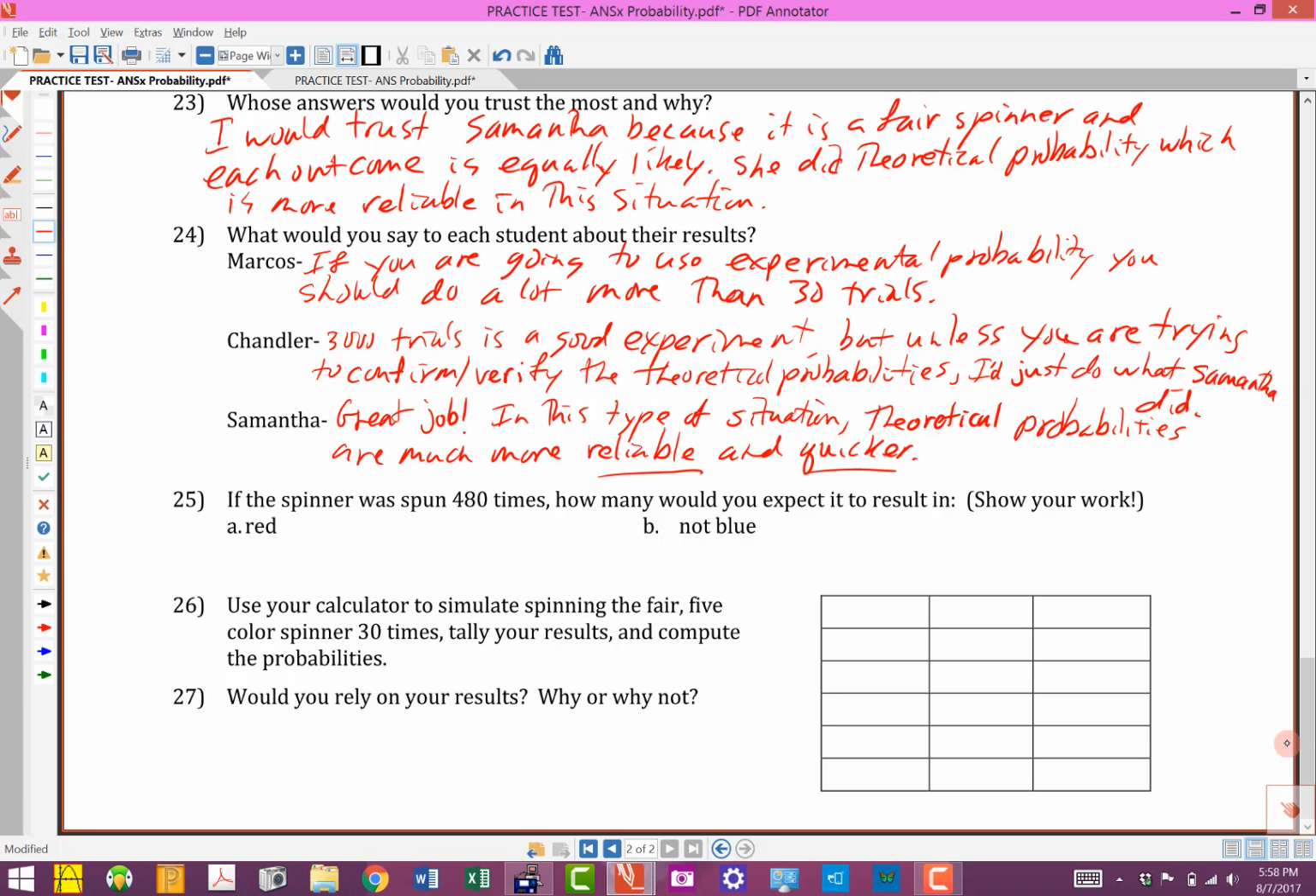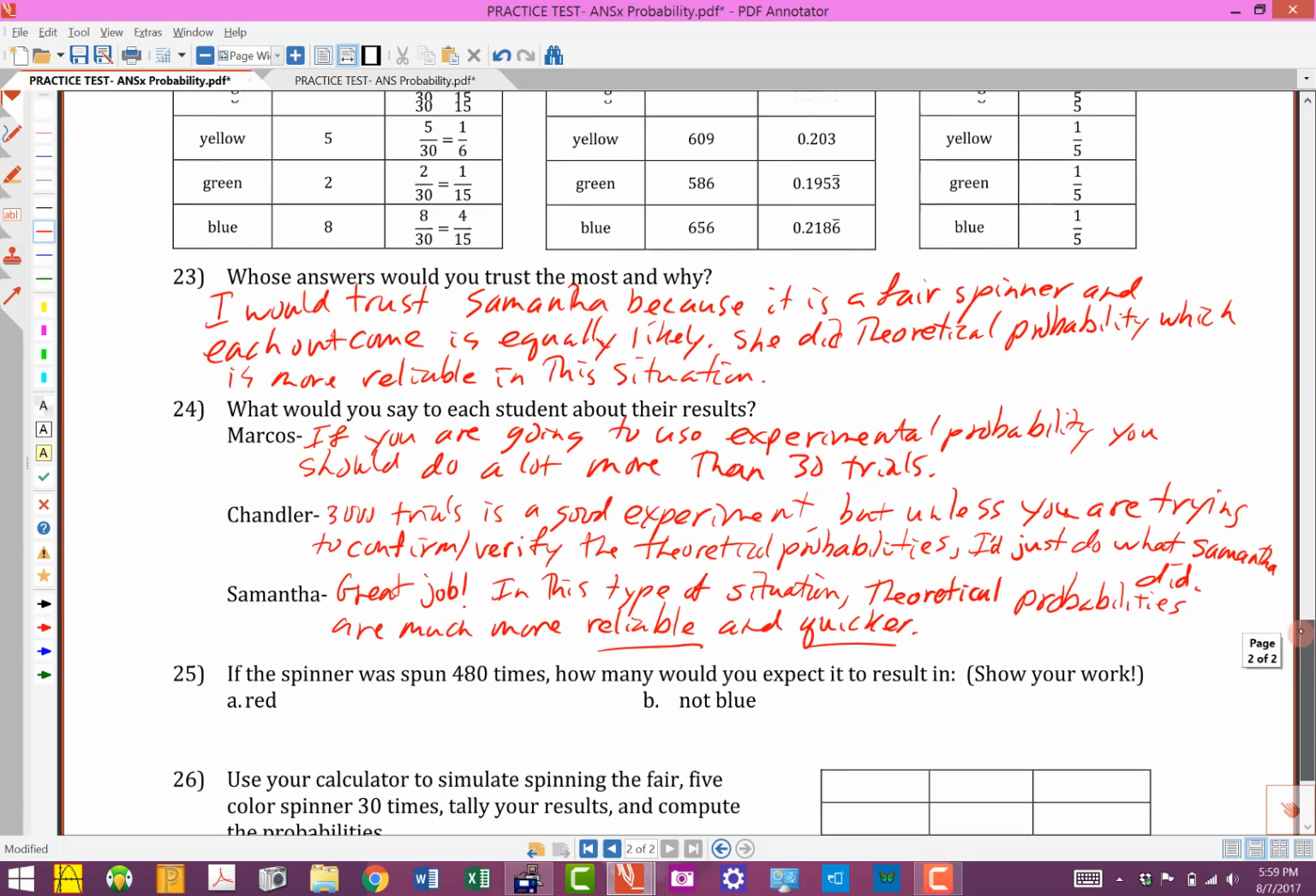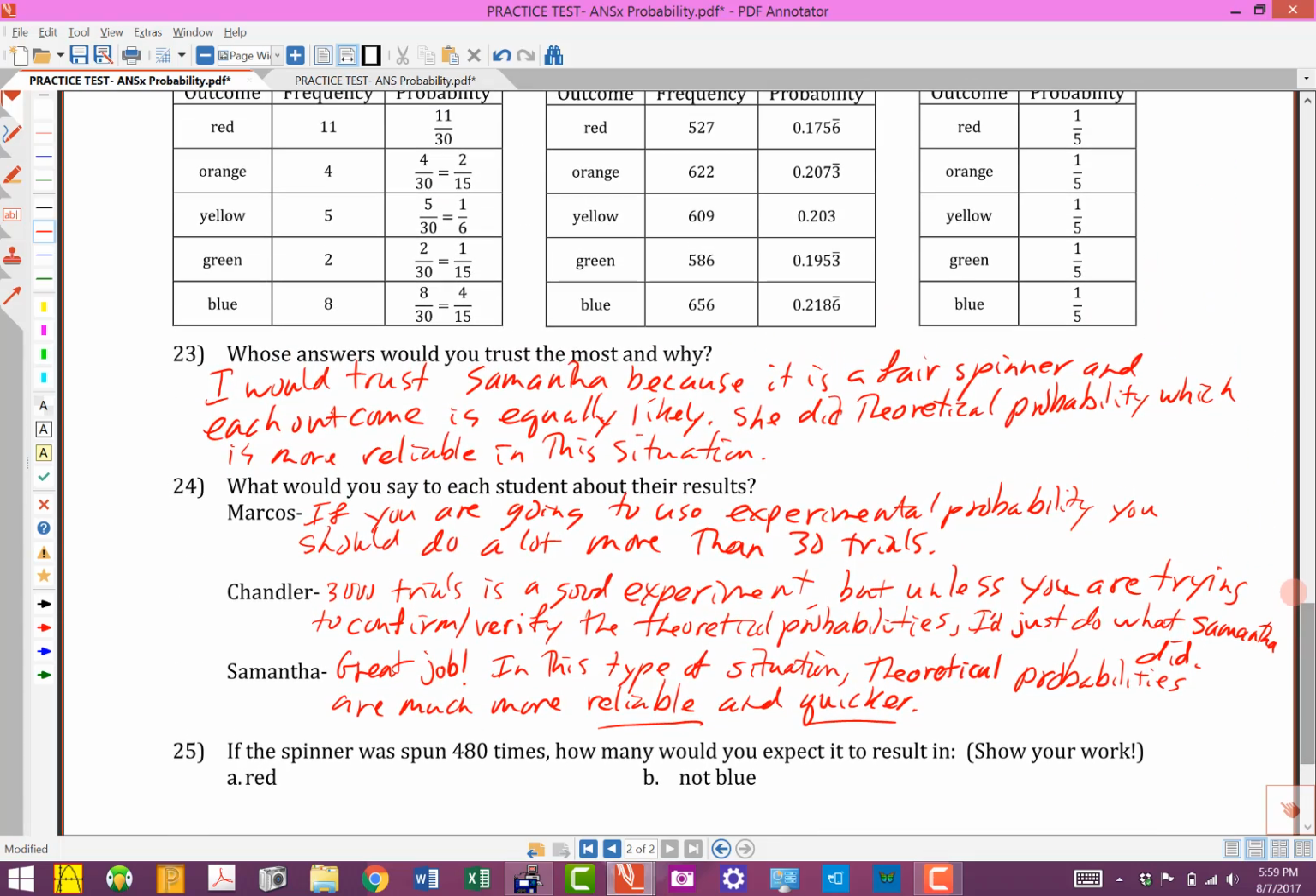Now, let's go on to another problem that's related to that one. It says if the spinner was spun 480 times, how many would you expect to result in red? Well, if we're going to use the theoretical probabilities, the probability of getting a red is 1/5. So 1/5 of them, 1/5 of the 480 would be red. So we're going to do 1/5 times 480.